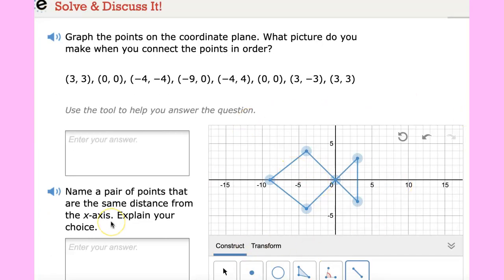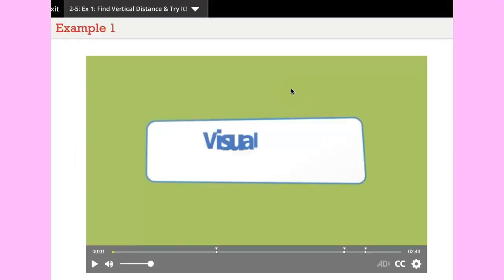Name the pair of points that are the same distance from the x-axis. Explain your choice. So what are the points that have the same distance? If you're going to say this point and that point, that's correct. From here to here and from here to there, you also are correct. All right. Now let's see how we could solve for the vertical distance in this lesson. All right, let's go play.